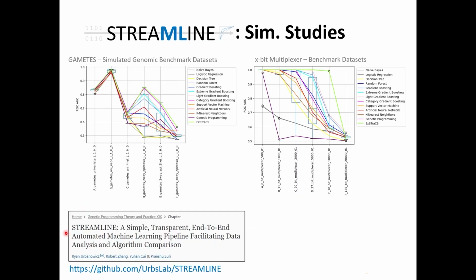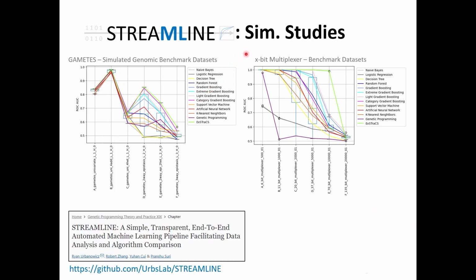In this first paper on STREAMLINE, we evaluated the framework on some basic simulated datasets. First, simulated genomic benchmark datasets created with the GAMETES software, having simple univariate effects, additive effects, epistatic effects, and heterogeneous effects, and showing how a variety of algorithms performed on each of these datasets. Note how on easier datasets, most machine learning algorithms are performing about the same, and only when we move on to additive combinations, epistasis, or heterogeneity do we start to see a big separation in how different algorithms perform. Also of note, ExSTraCS is the green line here, and in these simulated runs, it's working as well or better than all other machine learning algorithms included.